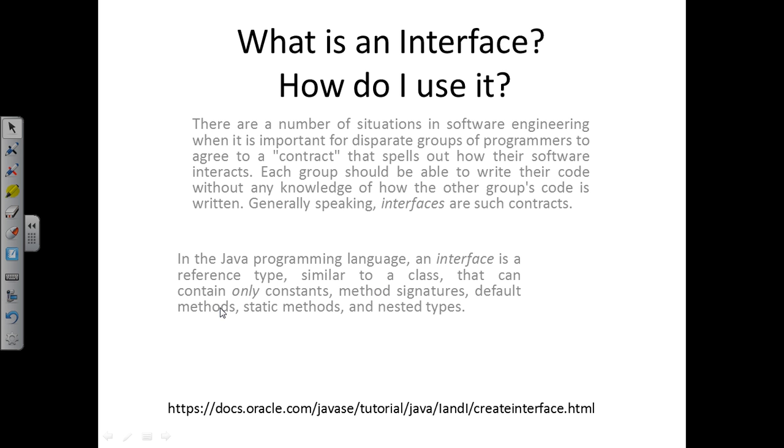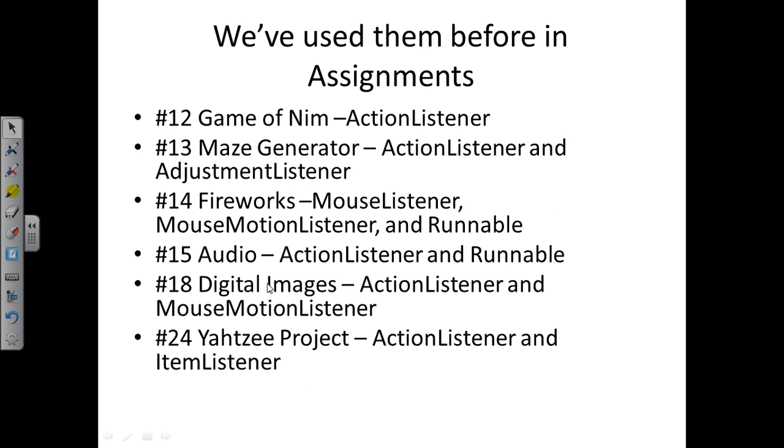Default methods, we won't worry about that. Default methods are outside the scope of this class. Static methods, you should know what those are. We have implemented static methods. We've talked in great detail about static, so I won't go into that right now. And nested types. Nested types are like default methods in that we won't talk about them in this course. It's beyond the scope. We don't need nested types or default methods to do interesting things.